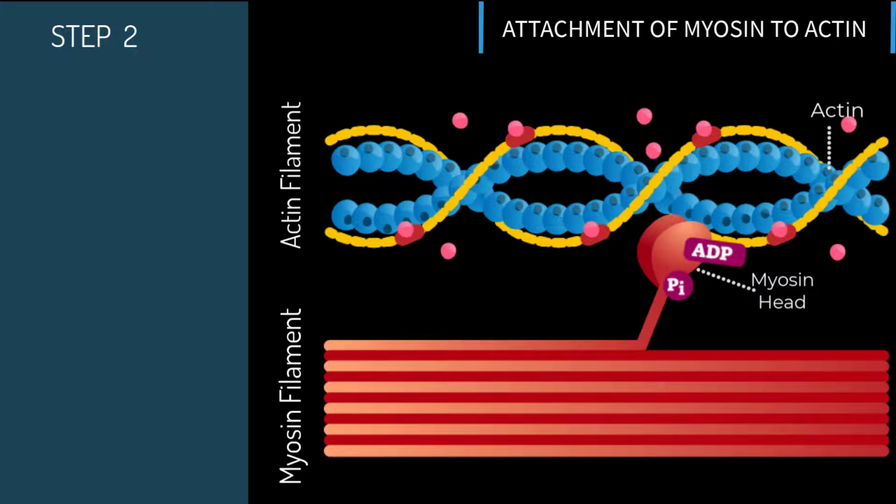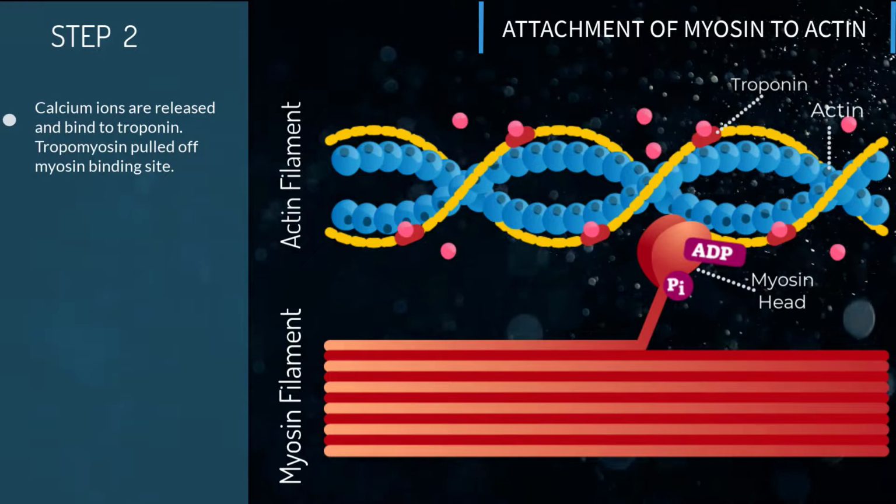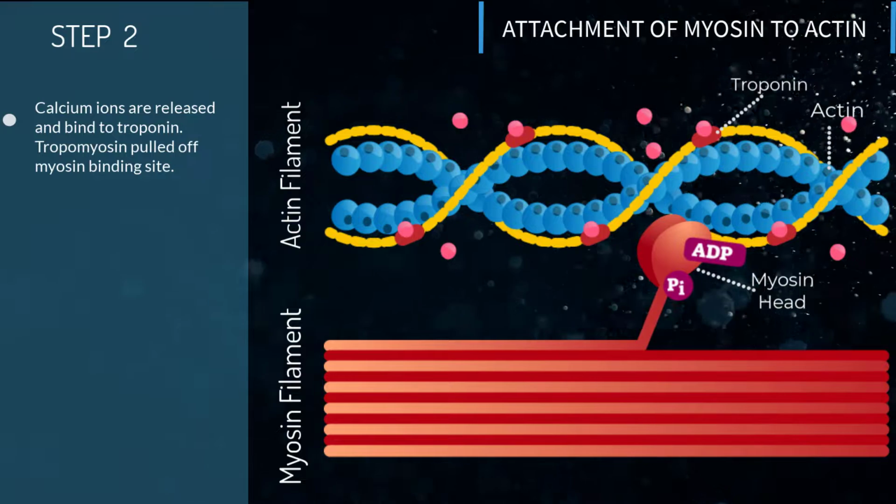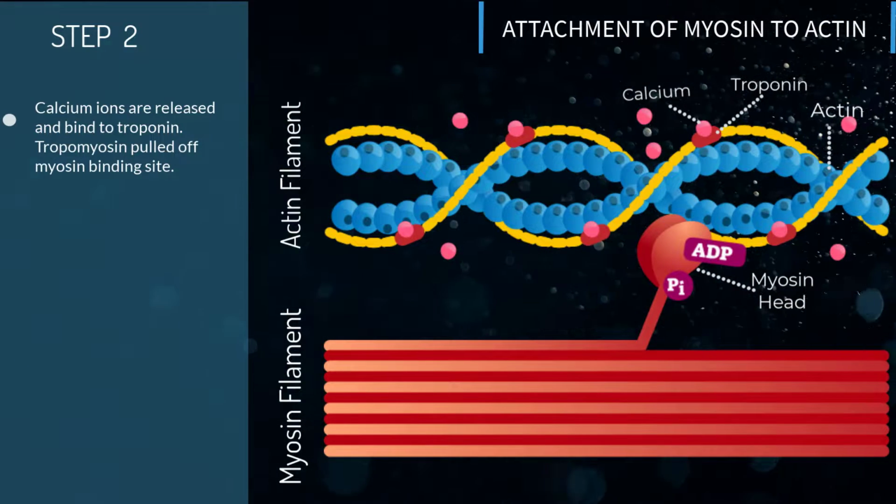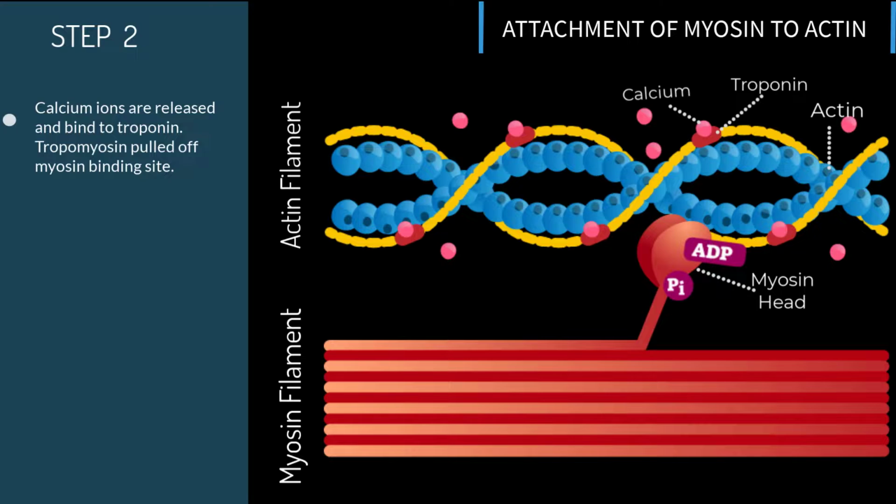Step 2, the attachment of myosin to actin. After a skeletal muscle is stimulated, calcium ions are released from the sarcoplasmic reticulum. The calcium ions will bind to the regulatory protein troponin found on the actin filament. The troponin is attached to another regulatory protein called tropomyosin that is found covering the myosin binding sites on actin. The attachment of the calcium ions to the troponin causes the troponin molecule to change its shape, pulling the tropomyosin off the myosin binding sites, making them available.